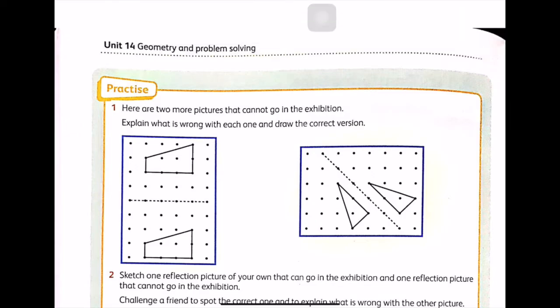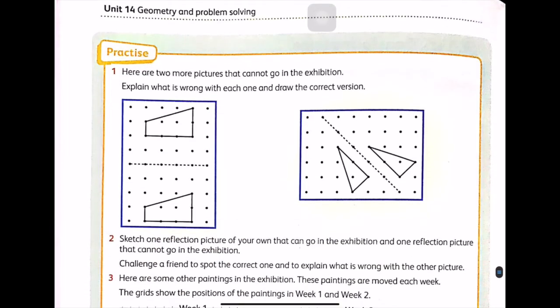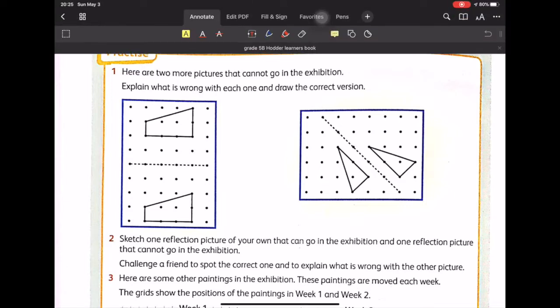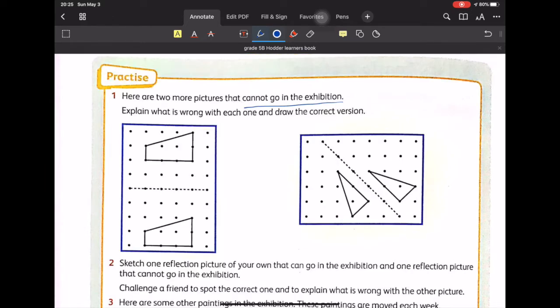As you can see on page 166, we have a practice part related to translation. Starting from the first question: here are two more pictures that cannot go to the exhibition. It means they have problems in their translations. Explain what is wrong with each and draw the correct version.